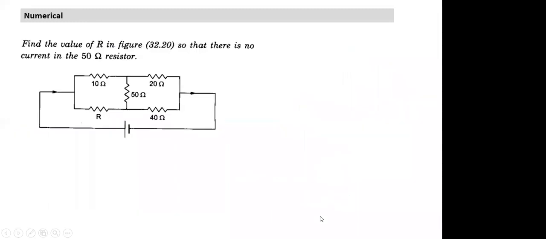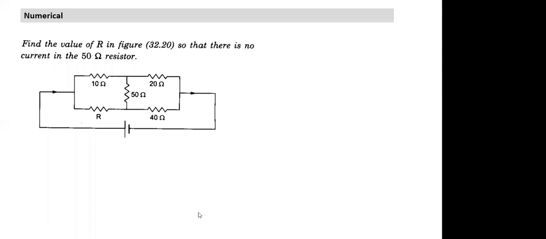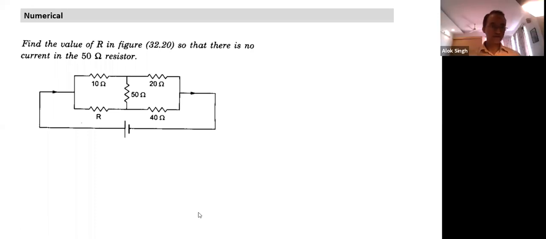And a very simple question is this. What should be the value of R so that there is no current in the 50 ohm resistor? Okay, all of you be quiet. I'll ask some of you, but all of you, think of an answer in your mind. And those whom I ask should answer this question.